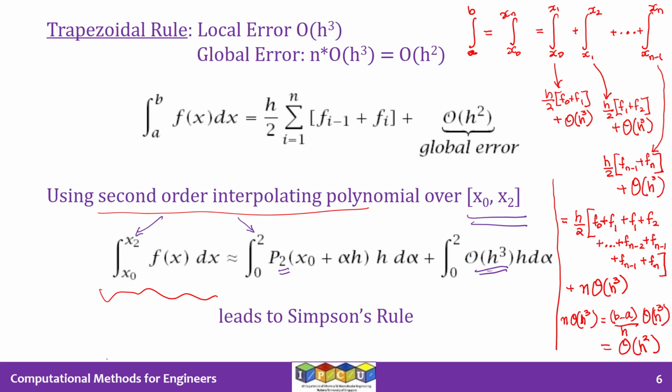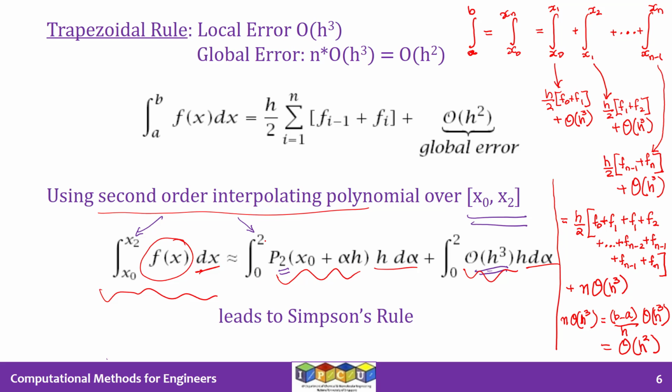How do we develop an expression for this? Since we have three data points and we have decided to use a second order polynomial p2, f(x) can be broken down into p2 plus a residual. And then we can integrate the p2 polynomial, and we can integrate the residual separately. Now dx can be replaced by h dα as usual. The limits of the integral on the right hand side terms are going to be between 0 and 2.